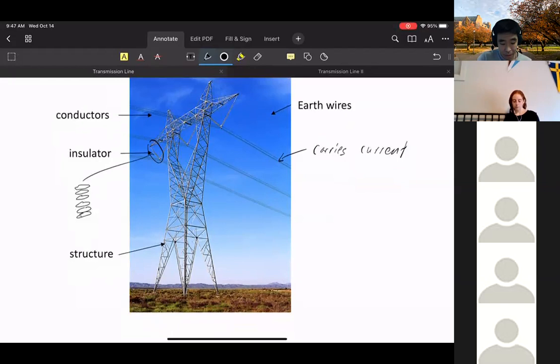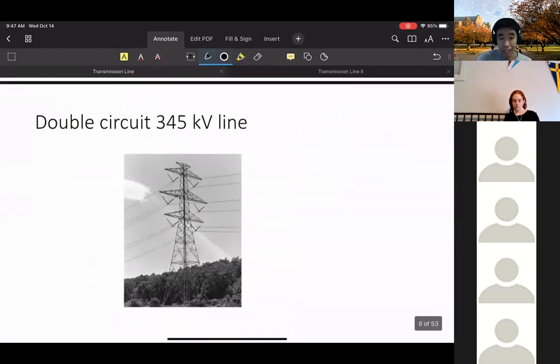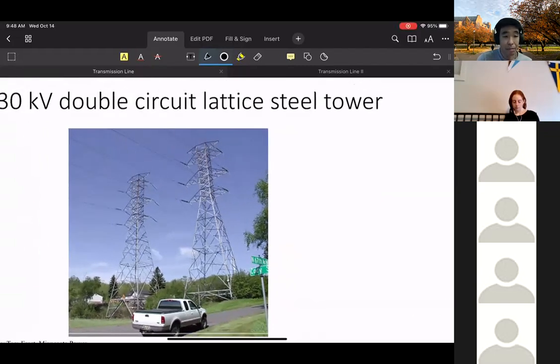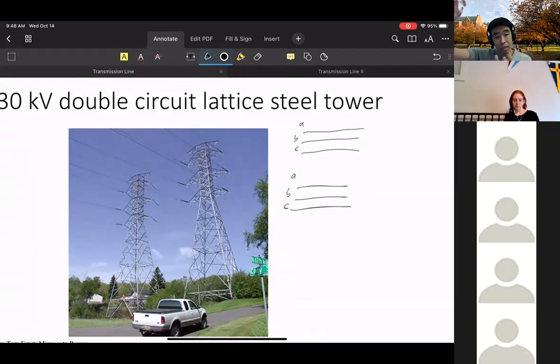You see this a lot, lines all over the place. We have many types of structures carrying lines. Very often you see double circuit lines. Double circuit lines means we're carrying two three-phase lines in parallel with each other. For this kind of line, we have a three-phase ABC, then another three-phase ABC. It's a double circuit line: you basically have two circuits in parallel on the same tower. So what is the advantage of this construction? Why do we build two circuits very close to each other?